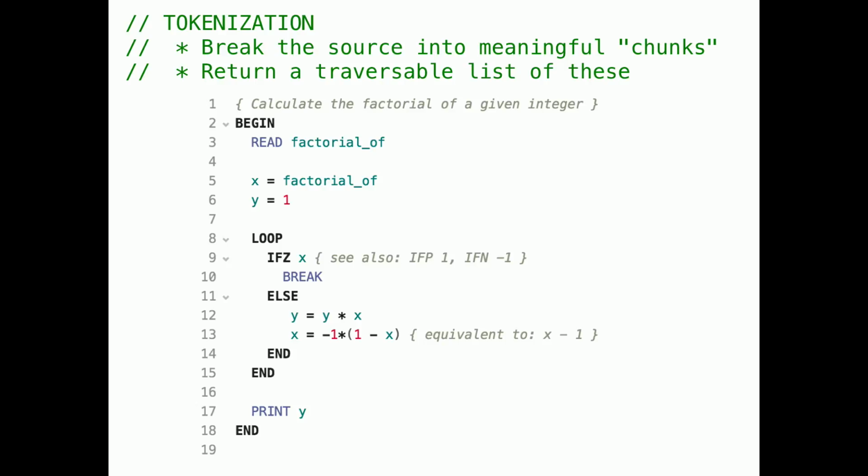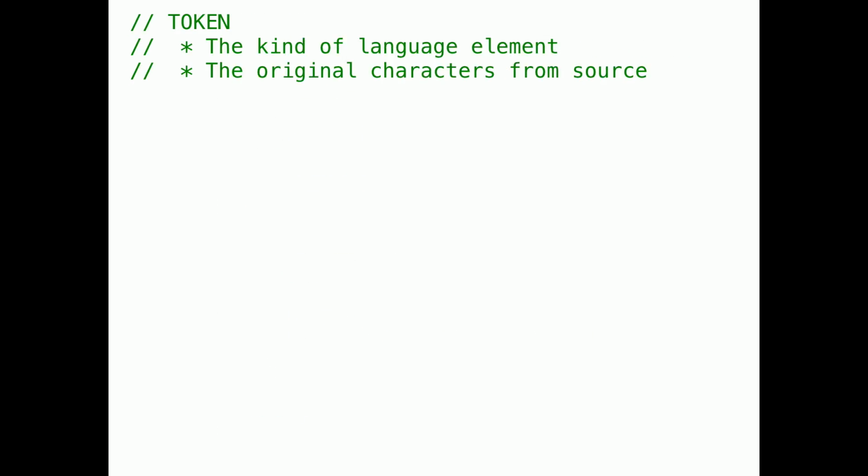We break things up by looking at operators and integer literals, etc. So that's what we need to teach our compiler how to do. Let's start by defining those atomic units, those chunks, which we call tokens. And those tokens have to carry forward for the rest of the compilation process at least two pieces of information.